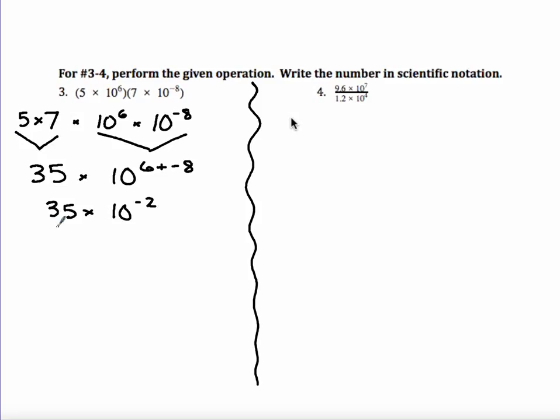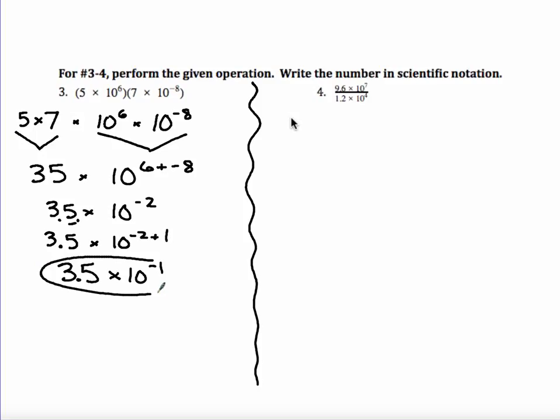It's not a number that's between 1 and 10. So technically, I don't have this in correct scientific notation yet, but I can make it be that way. So I'm going to make that number 35 into 3.5 times 10, and then I've got a -2 that's already there. My decimal point was here, and I chose to put it here. To get back to the original, I'm going to the right one, so I'm adding 1. And so this would really be 3.5 times 10 to the -1st.